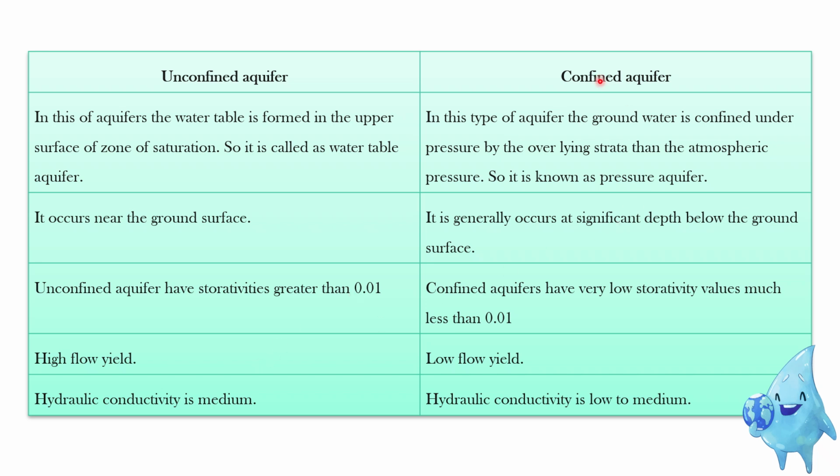In a confined aquifer, the water is under pressure due to the overlying strata. It occurs at great depth. It also has very low storativity compared to an unconfined aquifer, less than 0.01, and produces a lower yield. Hydraulic conductivity in an unconfined aquifer is generally medium. In confined aquifers, it ranges from low to medium. So understanding these differences helps us predict how much water any aquifer can supply.